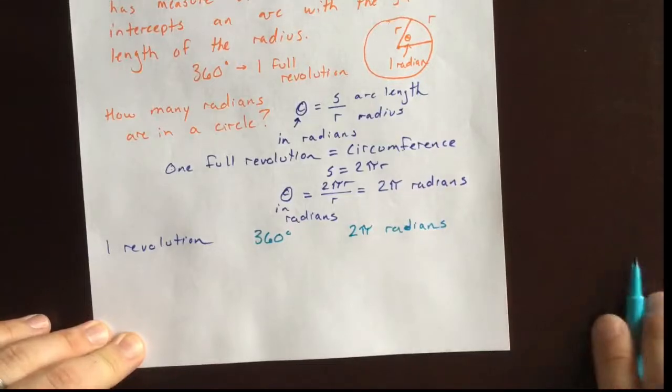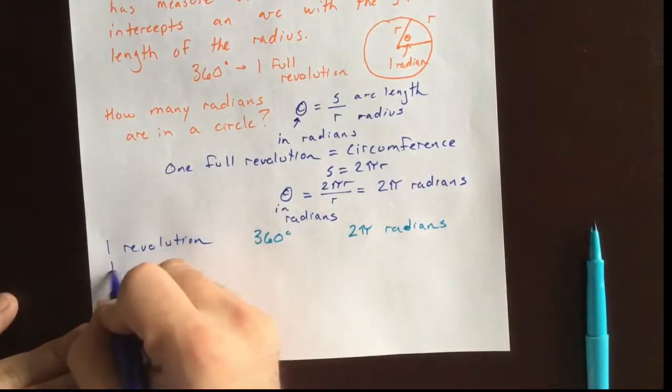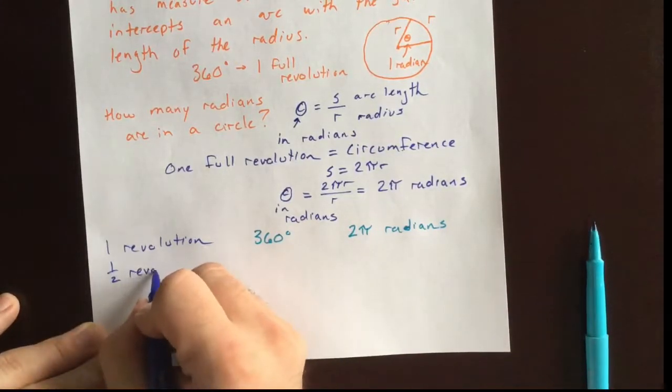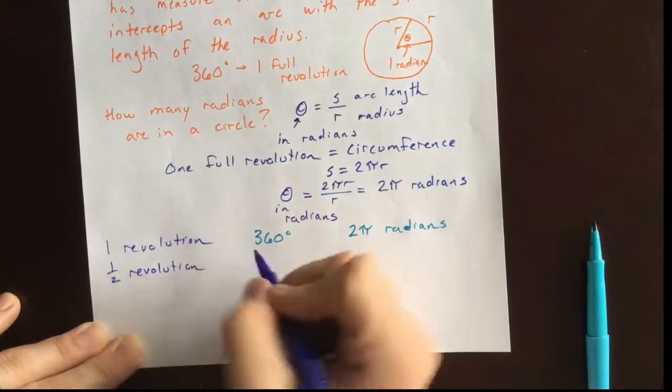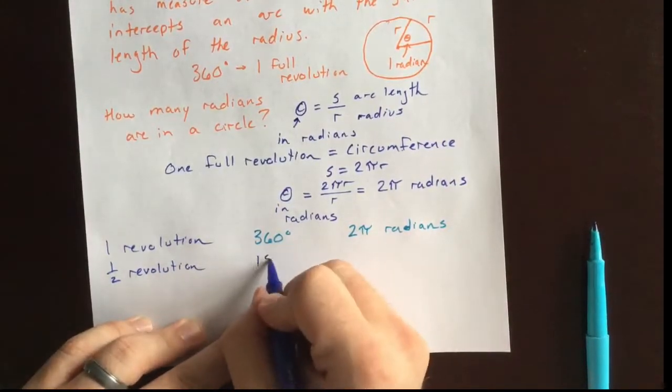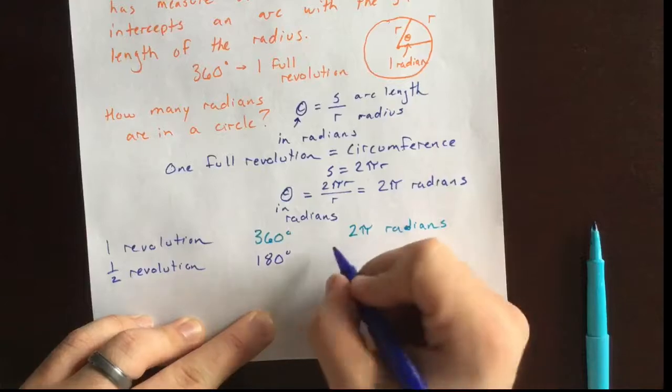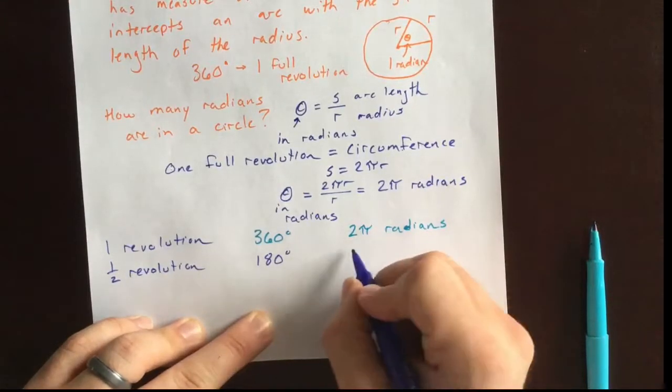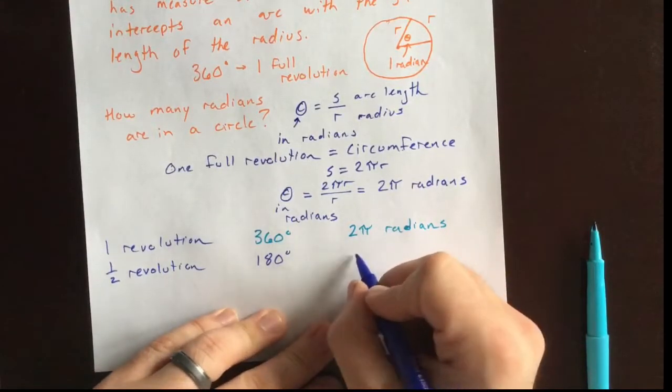So what if we had a half revolution? We know in degrees that's 180 degrees. We divide it by 2. So if we divide 2 pi by 2, we get pi.